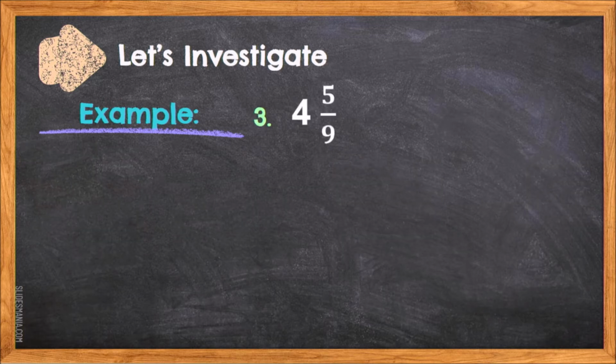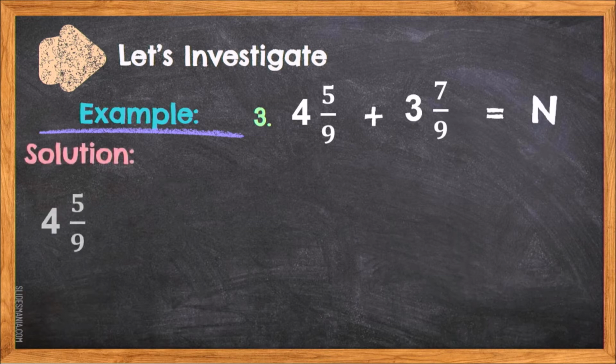Next, let us try to solve these fractions. We have 4 and 5/9 plus 3 and 7/9 is equal to n. To add similar mixed fractions, kids, without illustration, in this example, we need to add the whole numbers followed by the numerators. Solution: we have 4 and 5/9 plus 3 and 7/9 is equal to blank.